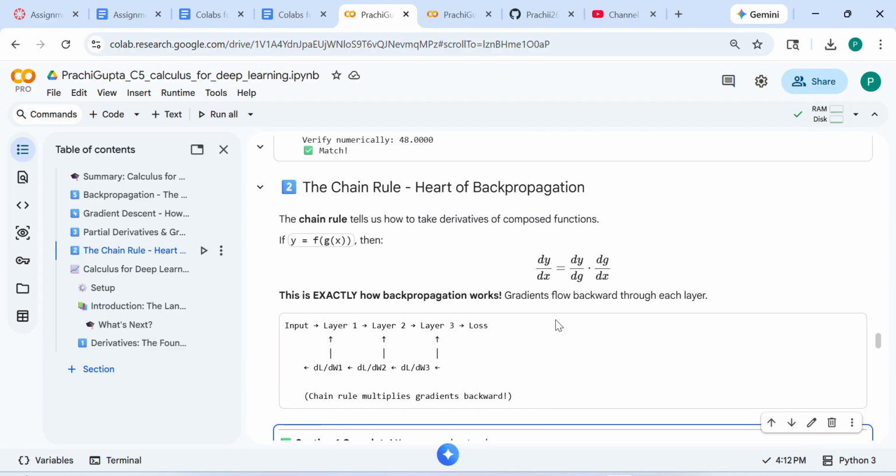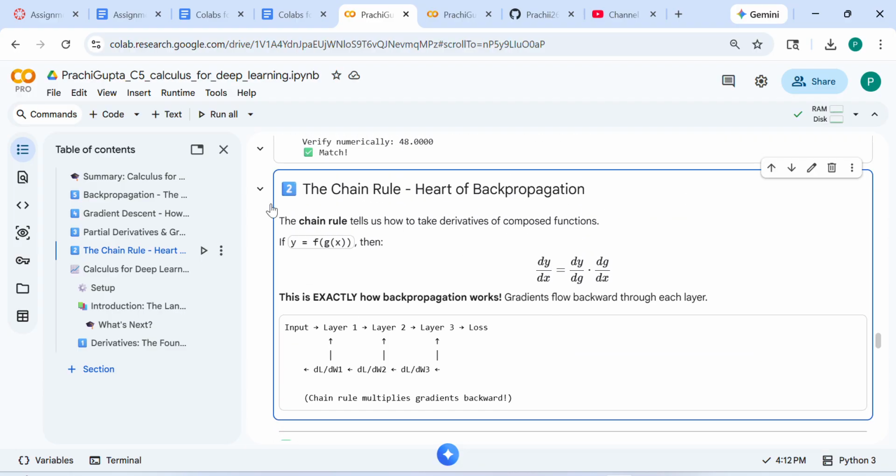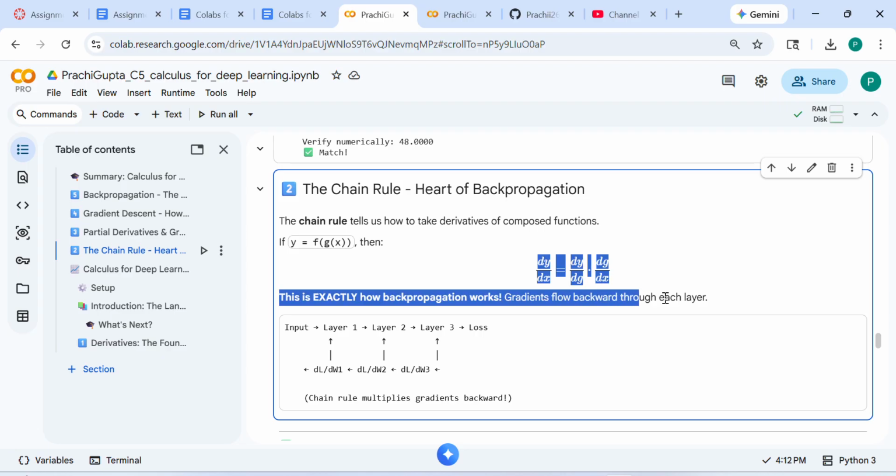So how exactly does the chain rule work? The chain rule tells us how to take derivatives of a composed function. Suppose we have y equals f of g of x, then the derivative dy by dx is equal to dy by dg times dg by dx. This is exactly how backpropagation works, the gradients flow back through each layer.